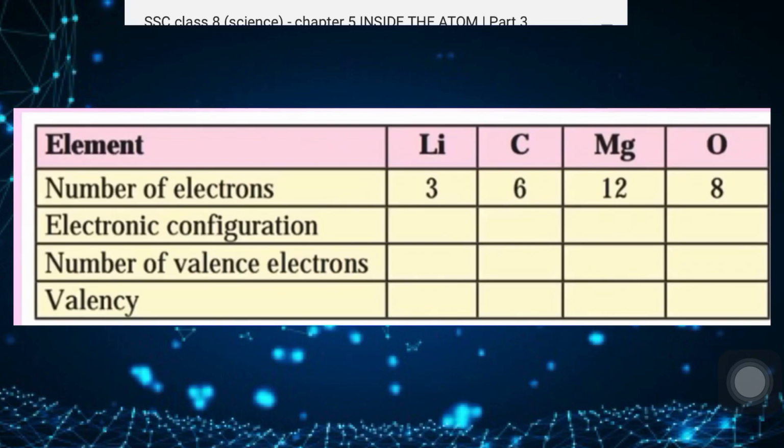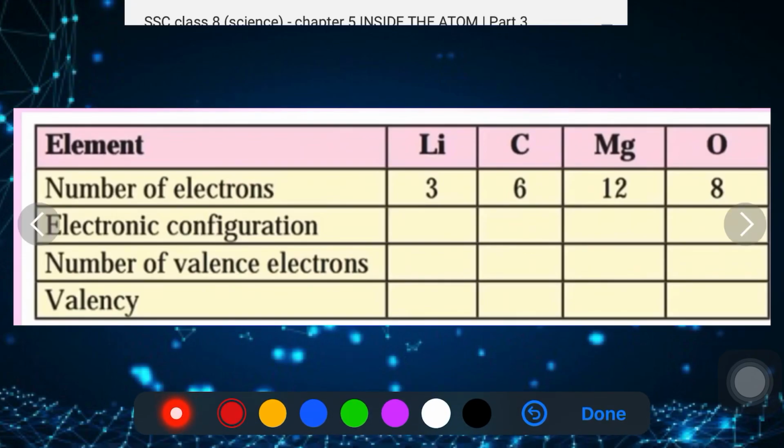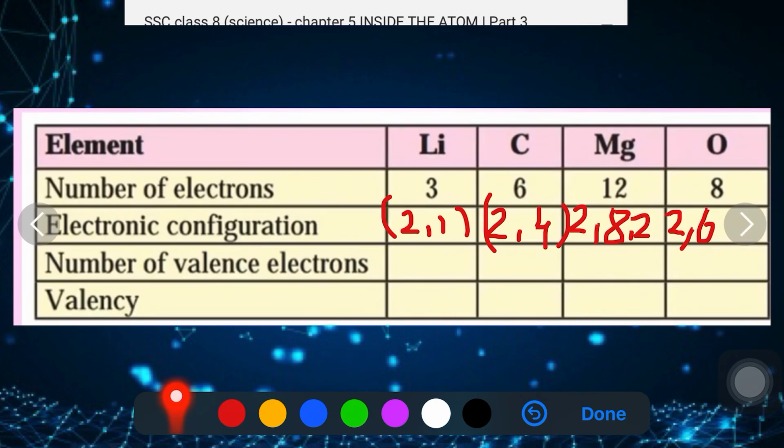Student, one more table is given on page number 36 in your textbook. So here the element, its number of electrons is already given. You are going to write out the electronic configuration, number of valence electron and the valency. So lithium electronic configuration will be 2, 1. Its number of valence electron will be 1 and valency will be 1.